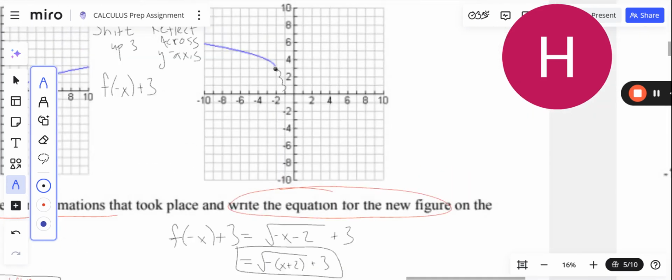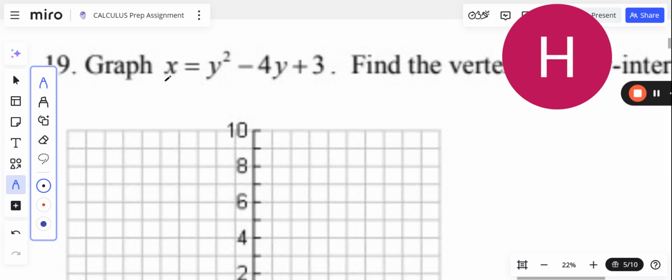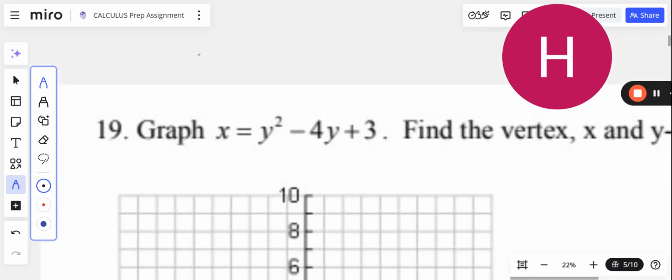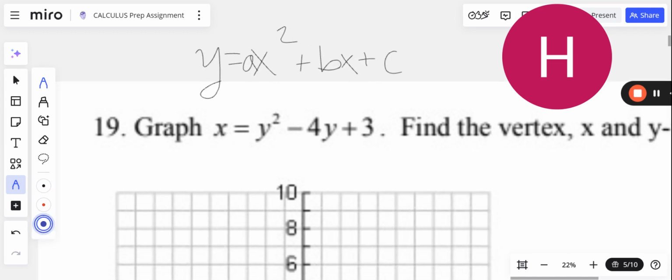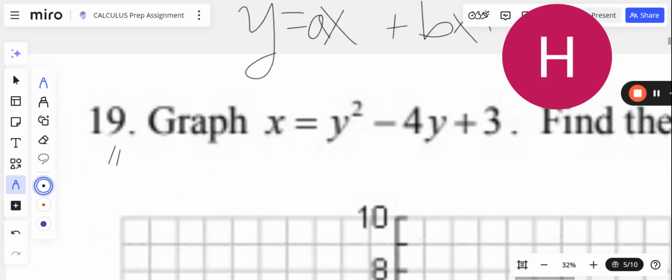Okay, speaking of graphs that we should know how to do, let's move on to this quadratic function. Now I want you to notice that this is a different quadratic function. This is not a quadratic function of the type y equals x squared, or ax squared plus bx plus c. This is a little bit different. You notice the x and the y are switched. So instead of an up and down parabola, this is going to be like a horizontal, or a left and right parabola.